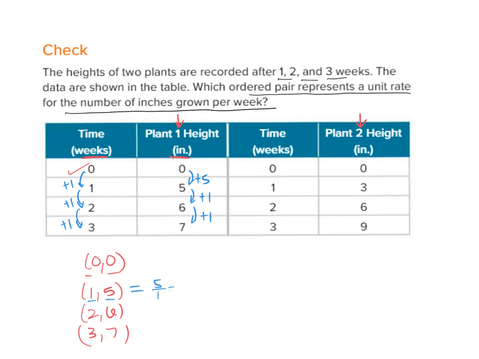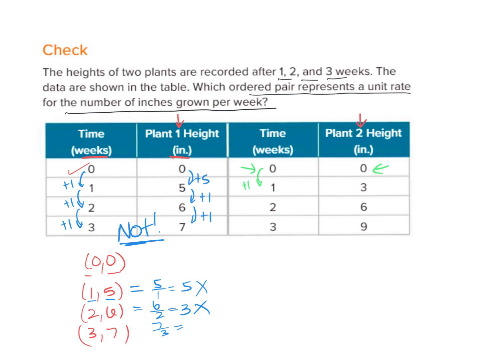So if I do 5 divided by 1, I get 5. 6 divided by 2, I get 3. 7 divided by 3 is, oh, I can already tell those are not the same number. So this is not proportional. Plant 1 is not. Okay, let's look at plant 2. We'll do it a couple different ways. First thing I can see, it goes through 0, 0, so that's good.